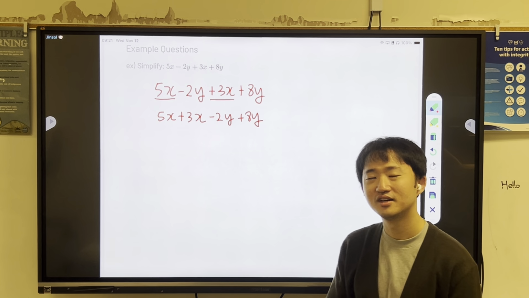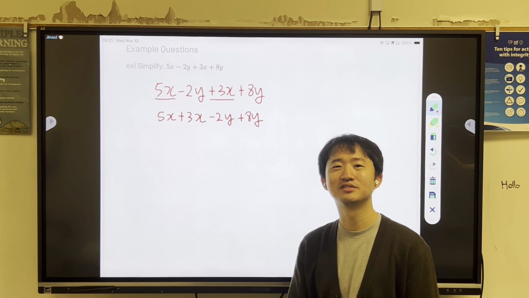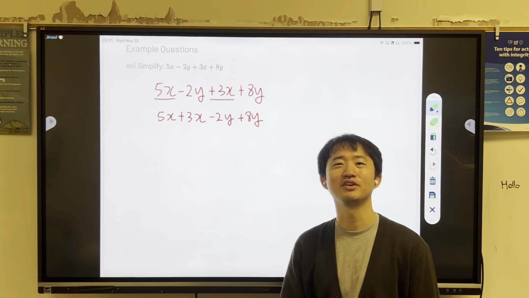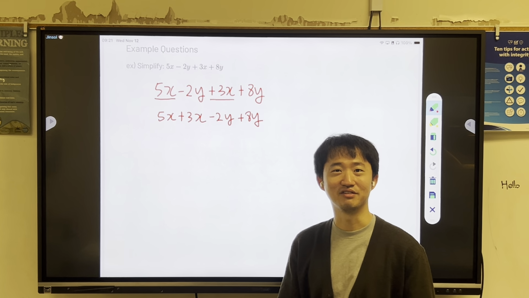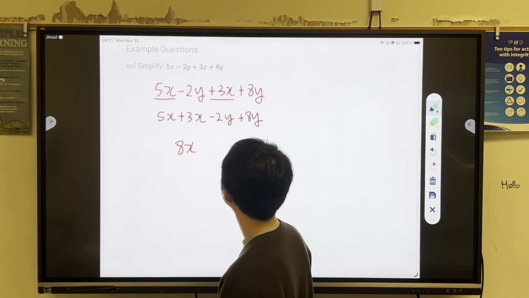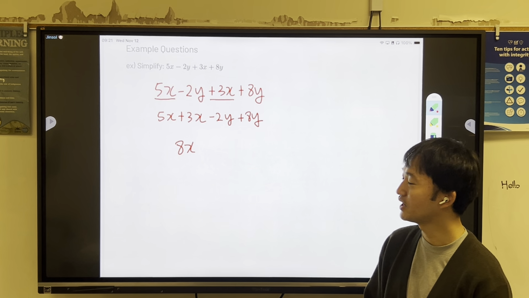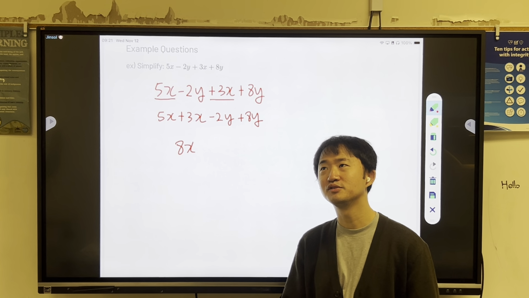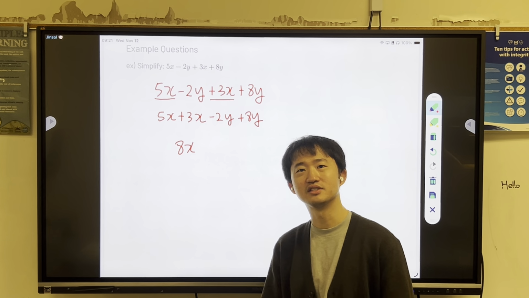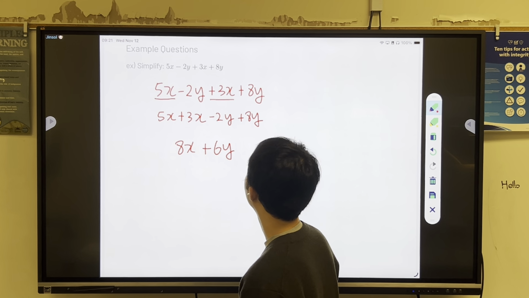5x plus 3x. One of the easiest ways to explain this is to think about apples. What is 5 apples plus 3 apples? Well, that's obvious. You have 8 apples. So therefore, you have 8x. What about for the y? Then minus 2y plus 8y. Well, negative 2 plus 8 is positive 6. So that must be plus 6y.